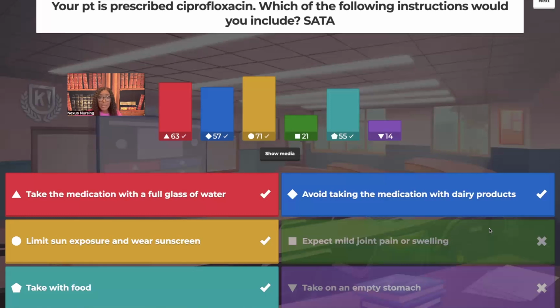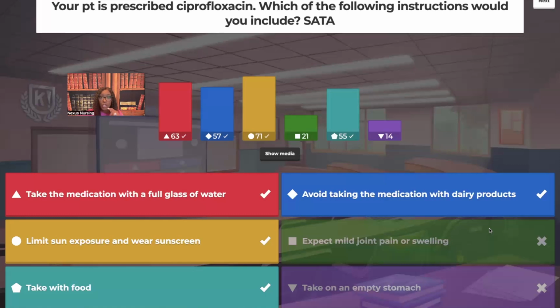Avoid taking the medication with dairy products. Why? Dairy products decrease absorption of the drug. Limit sun exposure and wear sunscreen. Why? You need to know with this class of drugs, it can cause photosensitivity. So you're going to teach a patient to wear sunscreen, wear a large brimmed hat, make sure they're covering their skin. Take with food. Why? It will decrease GI upset, right? And you're going to teach a patient about having small but frequent meals. That also helps with decreasing the GI upset.